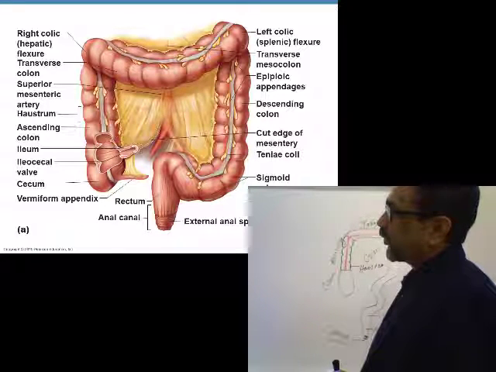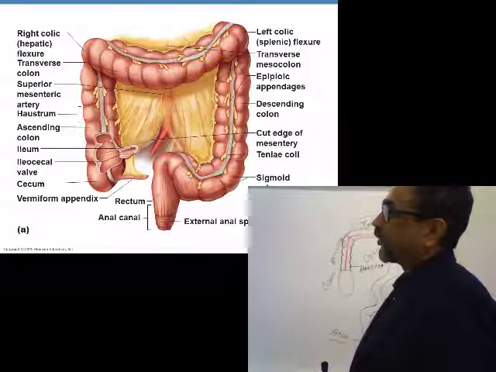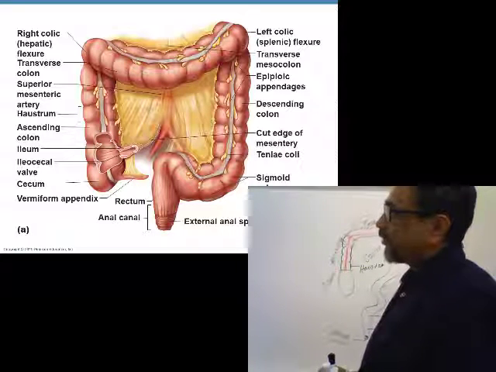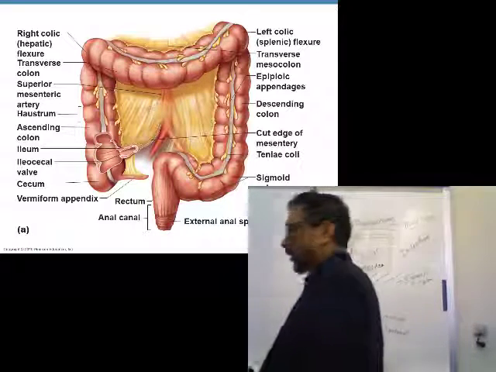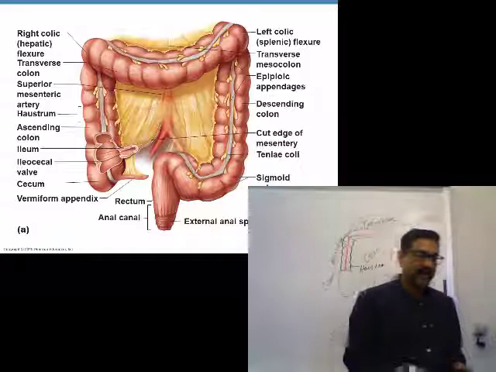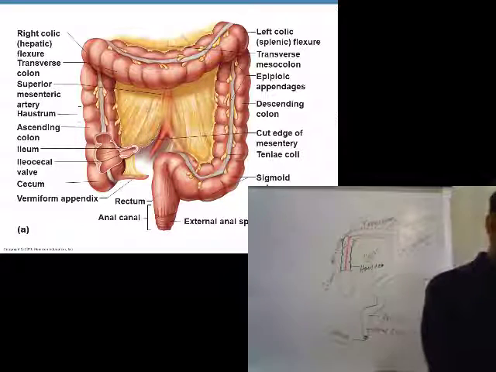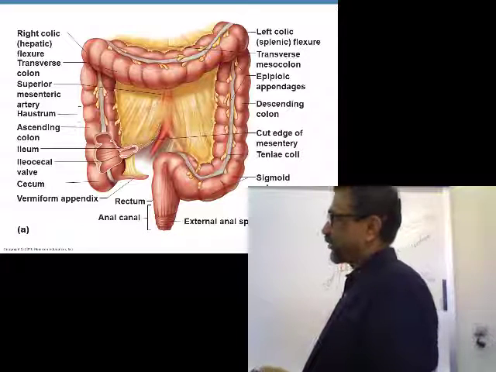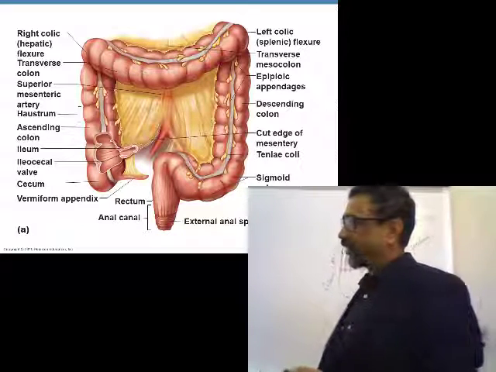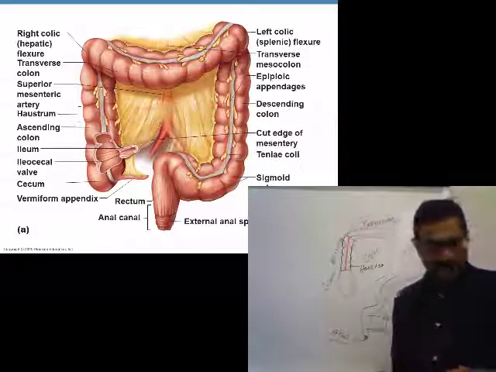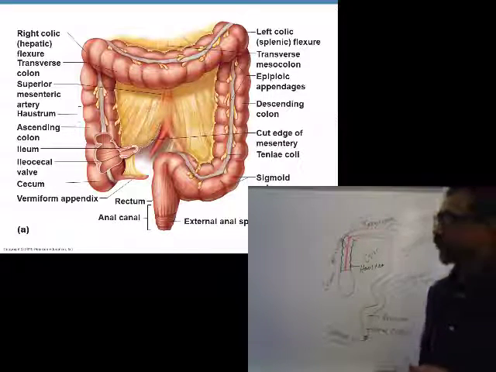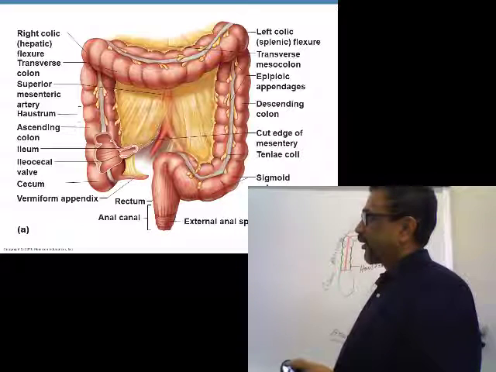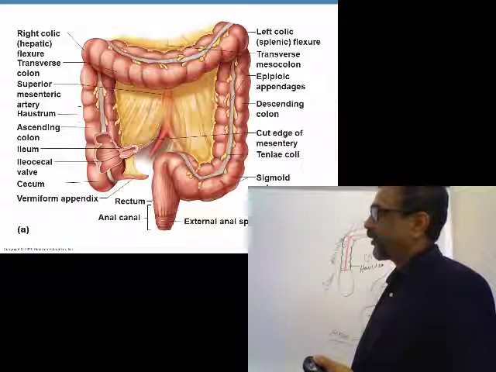And another thing you see, that pockets or pouches, those are haustra, and tiny fat structures, yellow color you see here, are attached to the tinea coli. Those are called epiploic appendages. So those tiny fat structures are hanging or attached to the tinea coli, that white band. Those are called epiploic appendages.